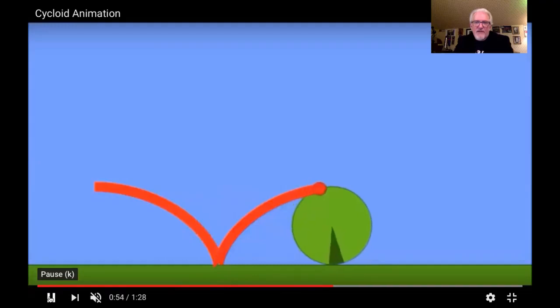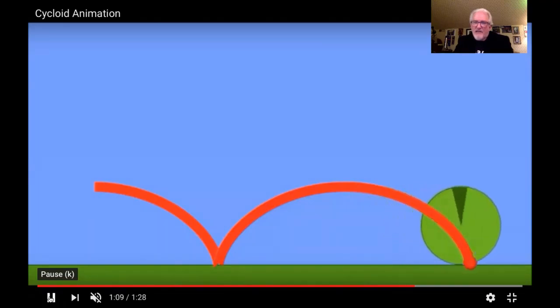As it reaches its maximum height, that's going to occur when the y value is at exactly twice the radius of the circle, or one full diameter of the circle. And then the point comes back down to the table again, and then we start all over.